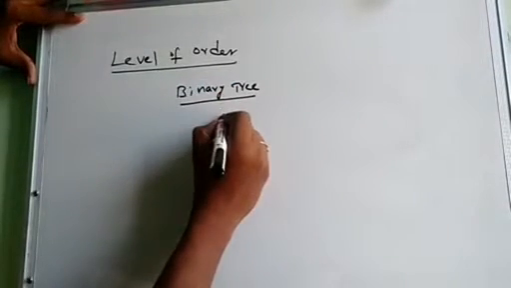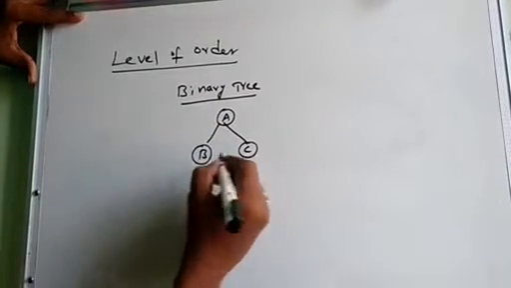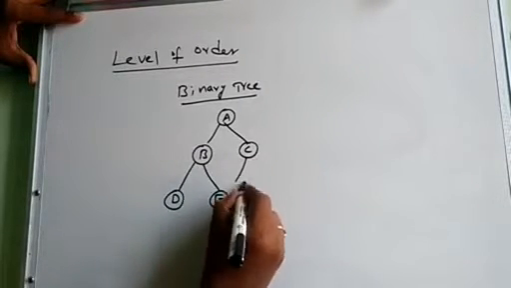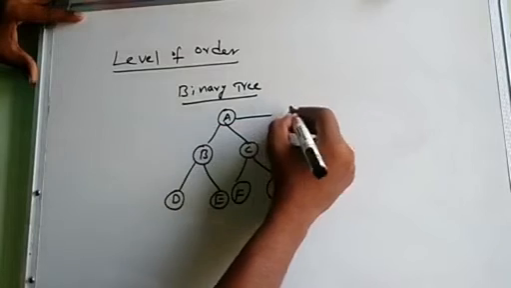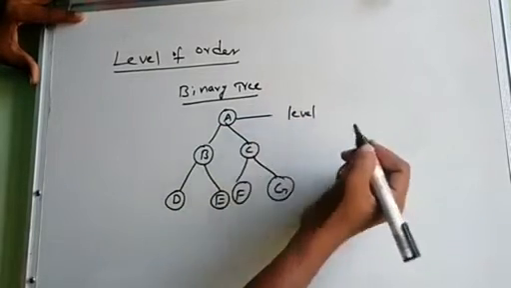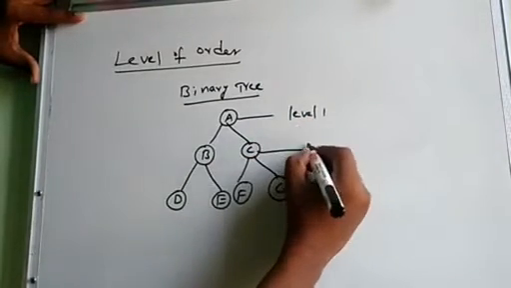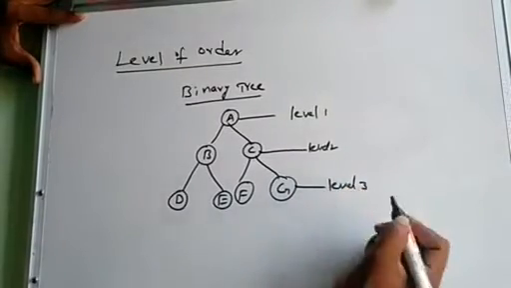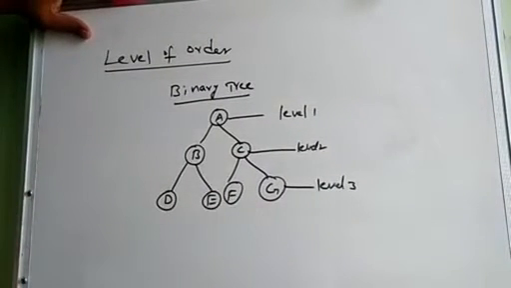Construct a binary tree like A, B, C, D, E, F, G. So this is a binary tree. Each node is at one level: this is level 1, this is level 2, this is level 3. Based upon the level, the elements are arranged in order.